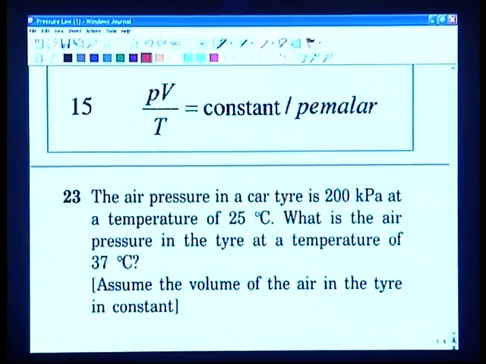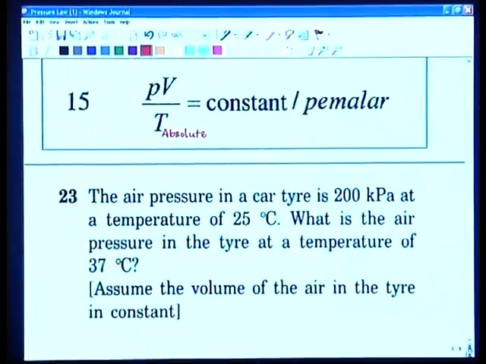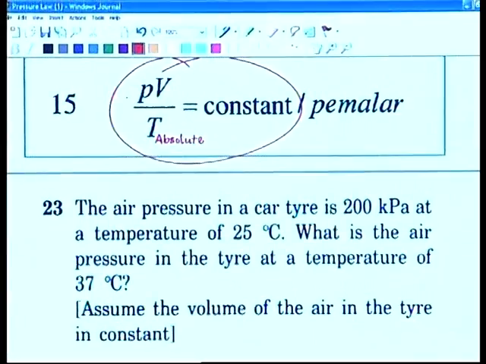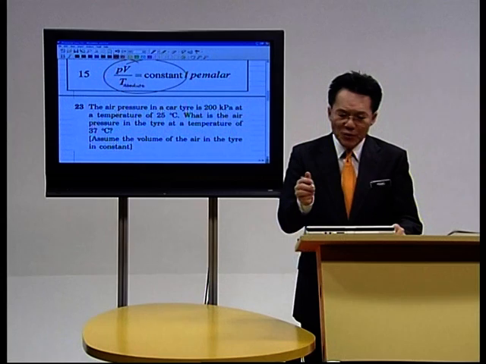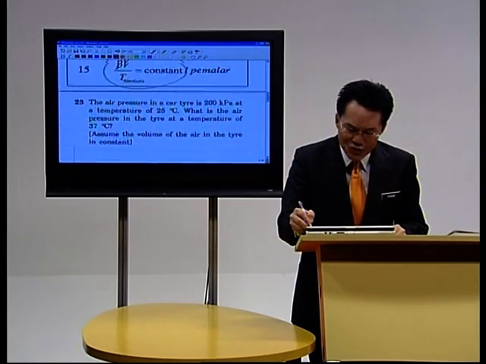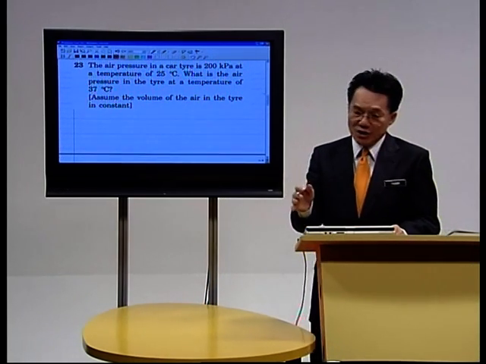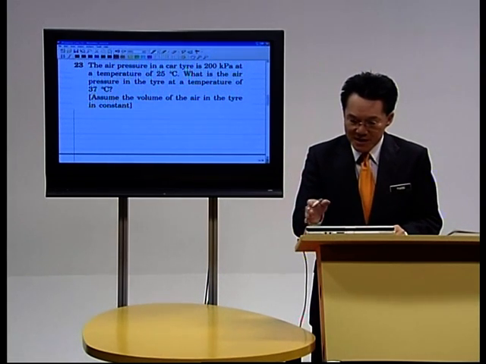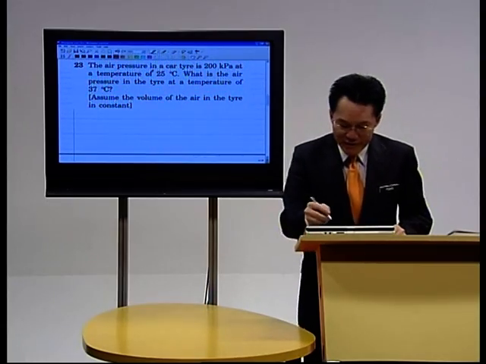So, first thing that you should do is write down the word absolute, so that you will not forget. So, PV over absolute temperature is equal to a constant. Alright? So, what I'm going to do now is this. Let us write down step by step in this question, just as in any calculation question. What is most important is write down all the values that have been given. Alright? So first and foremost, what is given?